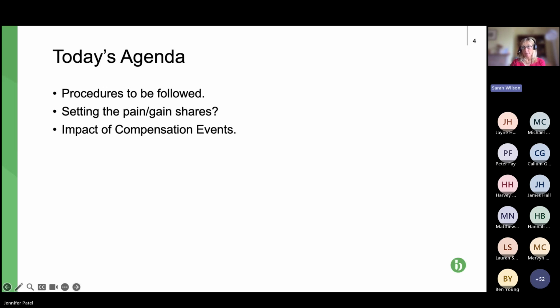So yeah, we're looking at options C and D. As always, we're looking at some of the procedures relevant to C and D because NEC is a procedural contract. It's something you've got to operate whilst you're carrying out the works. We'll be looking at C and D, which is the pain gain sharing, the target cost contract. So we'll be looking at how we set the pain gain shares, how we set the target, and also the impact of compensation events.